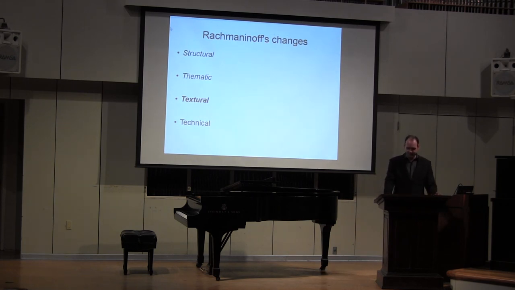Rachmaninoff must have been especially concerned with thinning out the often notey texture in his second sonata, as his changes within this area manifest as some of the most perceptible non-structural differences between the two versions.